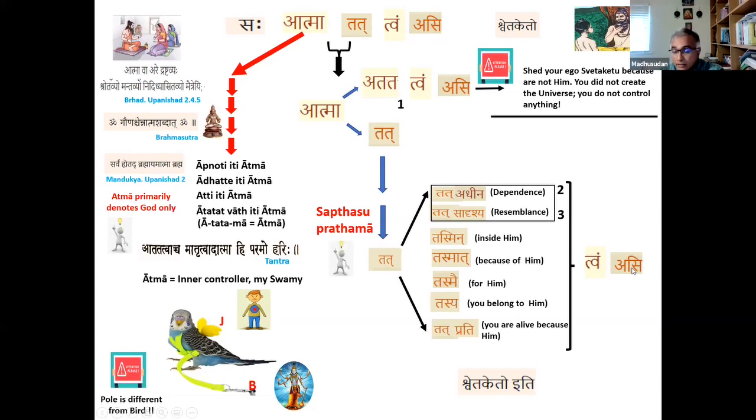So when you take the Saptasu Prathama meaning there, it fits very well. So Tat Adina tvam asi. This bird is tied through this sutra to this pillar. That is the example Uddalaka has given. So in that context, what you should understand is, you are not him, but you are dependent on him. You are not him, but you have some similarity, some similar features like him, is what Uddalaka is saying there. Sa atma tat adina tvam asi, tat sadrishya tvam asi, Shvetaketu.